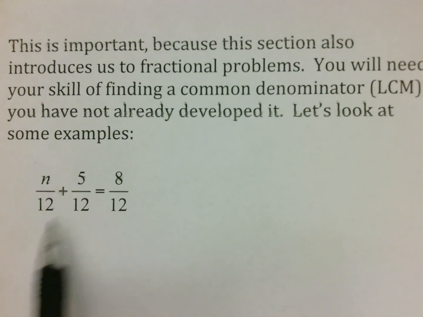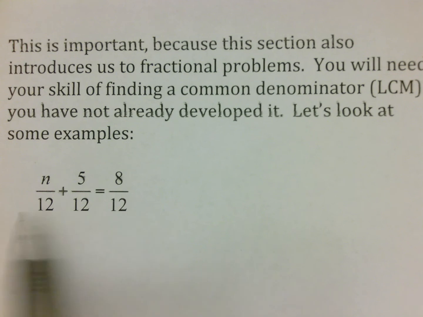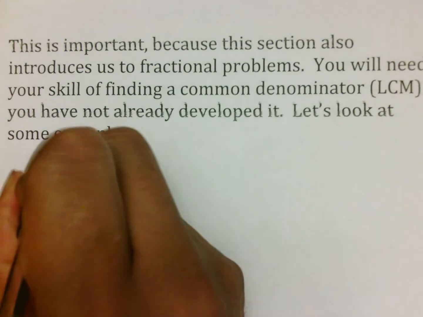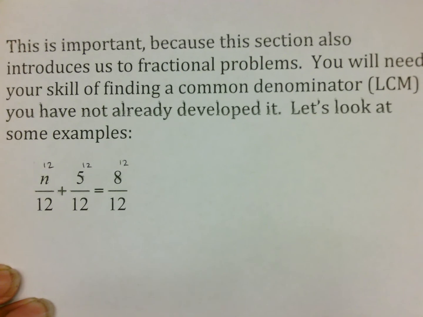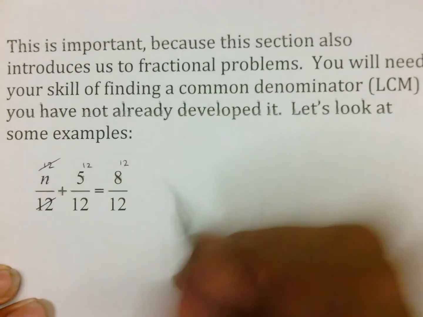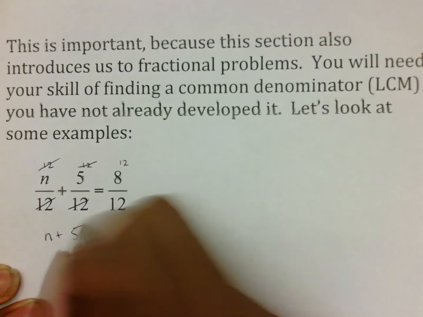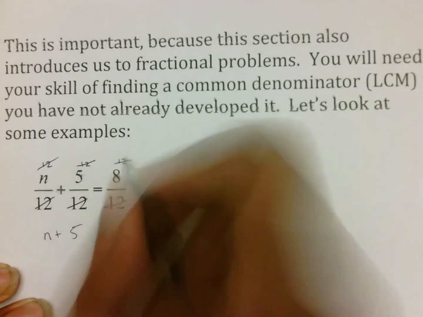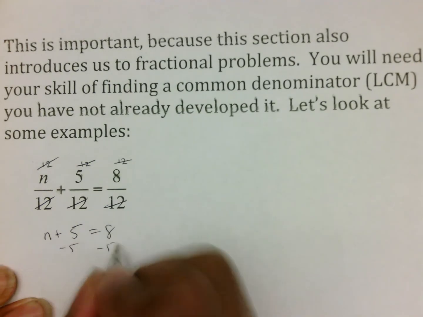And here we have n over 12 plus 5 over 12 equals 8 over 12. Notice how all these have 12s on the bottom. And so what we can do is multiply all three terms by 12. And that's how I show it, by putting 12 on top of them. Remember that the top number and bottom number cancel. That comes down as n. Top and bottom number cancel. That comes down as 5. Top and bottom number cancel. That comes down as 8. And then we solve as usual.